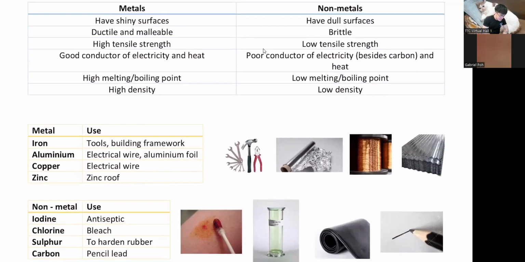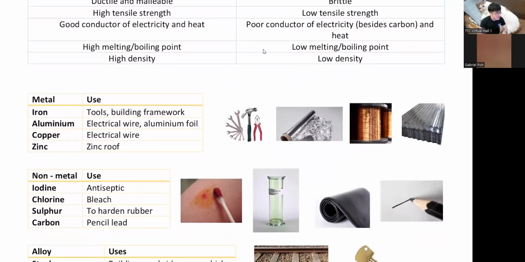And of course, metals have high melting and boiling points. Non-metals have low ones. Metals have high density, that means they will sink in water. Non-metals will float on water because they have low density. All right, simple. Really, really simple.